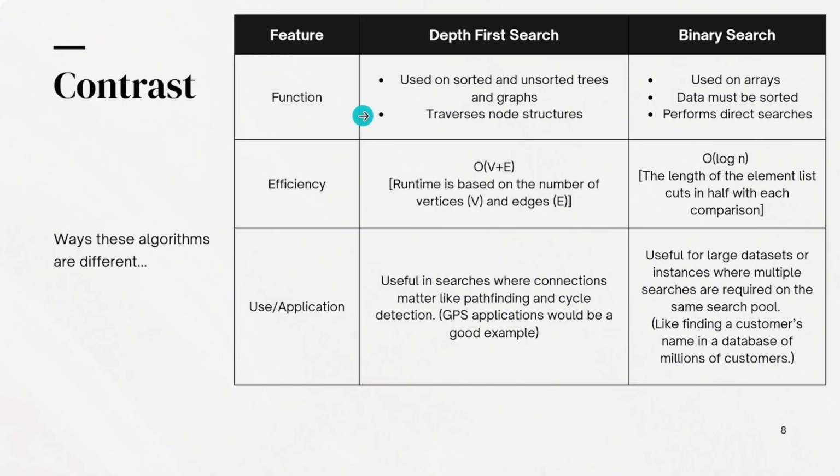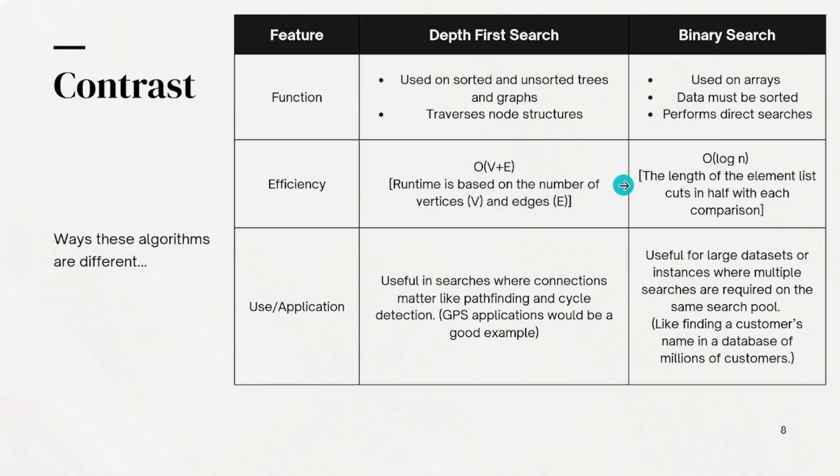They both search for a certain value, but in this case, this is more focused on the pathway. Efficiency-wise, we see that in the Big O notation, the efficiency of the depth-first search has to take into consideration the number of vertices and edges. That's what the V plus E represents. So the more nodes that are present, the more connections between those nodes, the longer it's going to take for this algorithm to navigate those pathways.